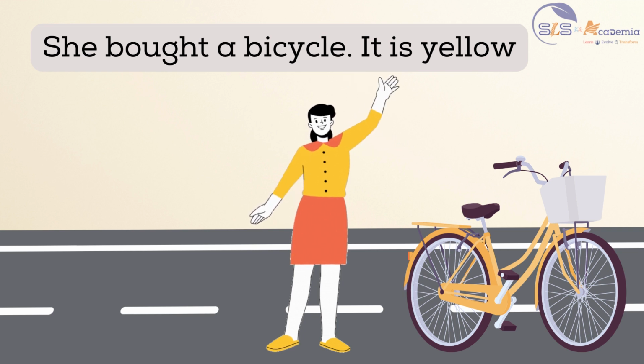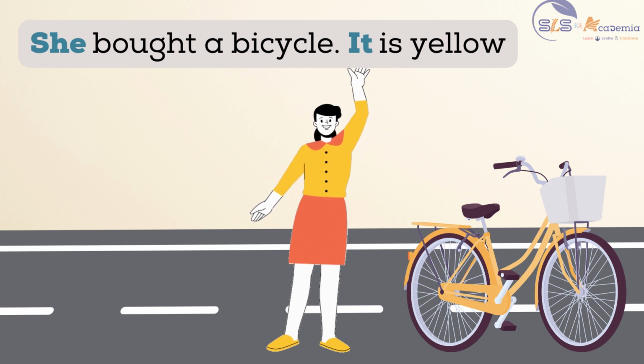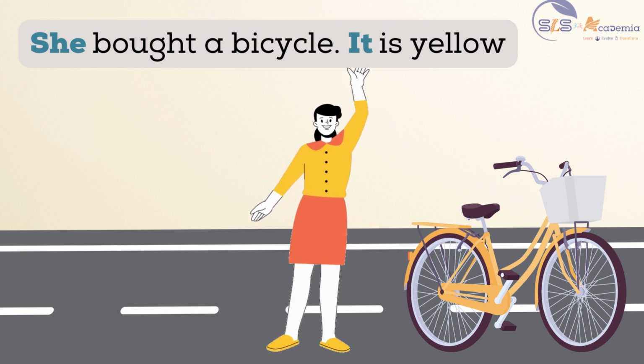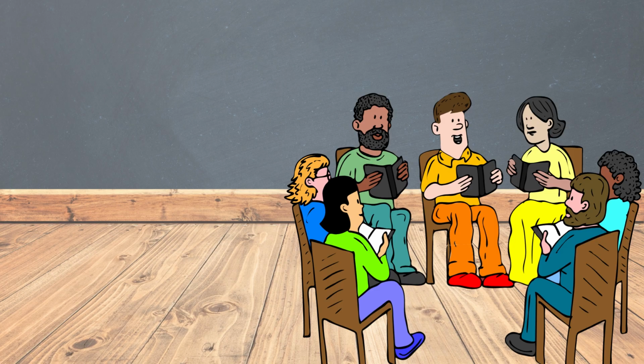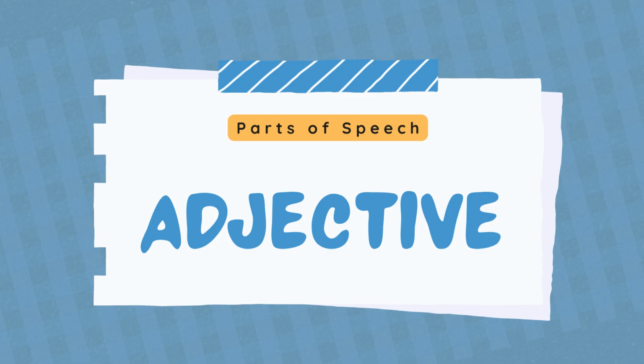The word she is used in place of the name of a girl, and the word it is used in place of bicycle, which is a noun. So she and it are both examples of pronouns. Pronouns can also be used to refer to group of people. For example, in the sentence, they are talking, the word they is used to denote a group of people without naming each individual. Now let us learn about the next part of speech, adjective.